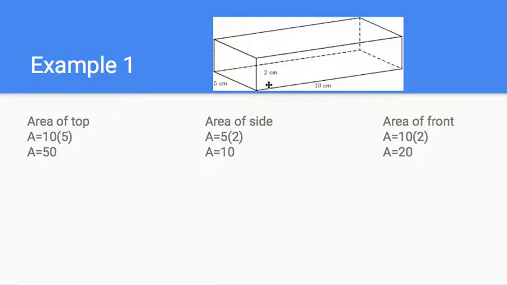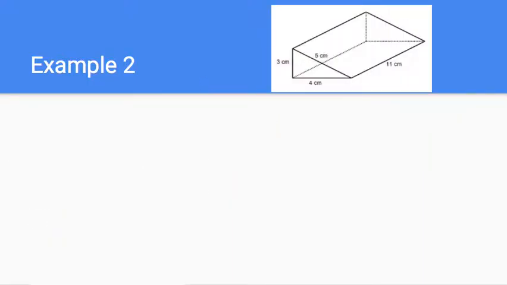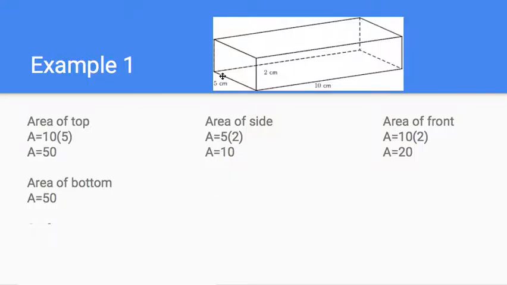Now, that's only 3 sides. I need the other 3. Now, thankfully, the top and the bottom are both exactly the same. So if the top is 50, the bottom is 50. Same with the 2 sides. If this side is 10, this side's going to be 10. And then finally the front. If the front is 20, the area of the back is 20. So now I've found all 6 sides of this rectangular prism.